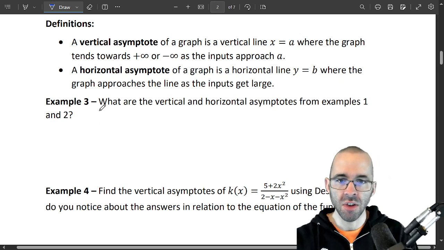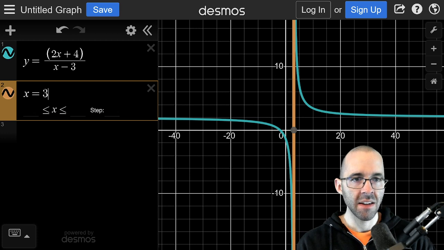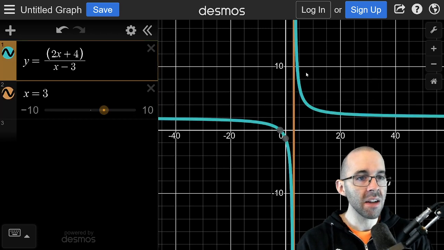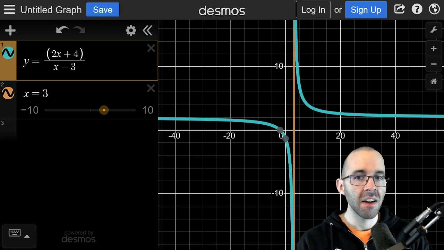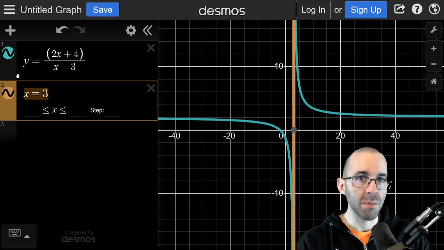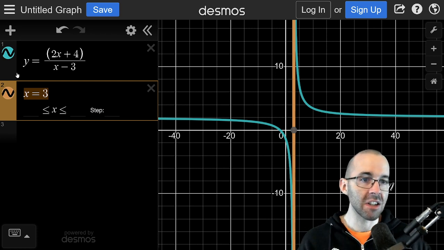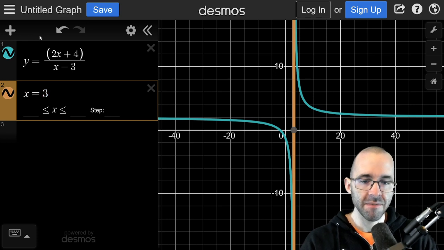So let's just pause here and look. If I graph this, if I graph the line x equals 3, the line x equals 3 is a vertical line. And notice that as the inputs get close to this line, as the inputs get close to 3, the outputs are going up to positive infinity up here, or from the left, they're going down to negative infinity. This is a vertical asymptote. It's a vertical line that the function gets really close to, shooting off to positive infinity or negative infinity.